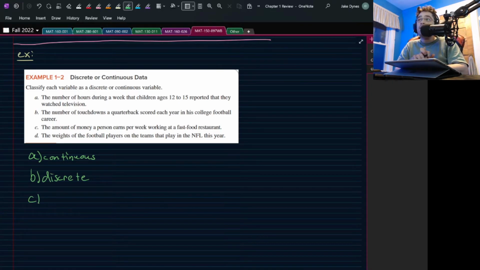C, the amount of money a person earns per week working at a fast food restaurant. This one can be a little tricky. Go ahead and think about it yourself. Well, the answer is there actually is a smallest unit for money, right? That's a penny. You can't get smaller than a penny.